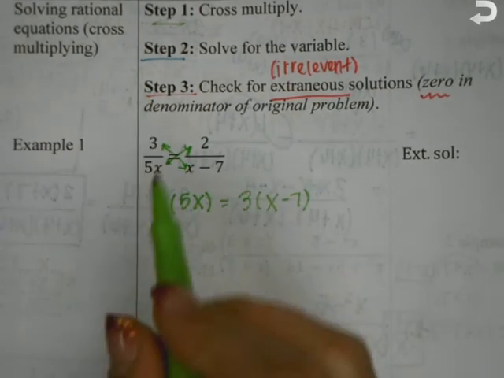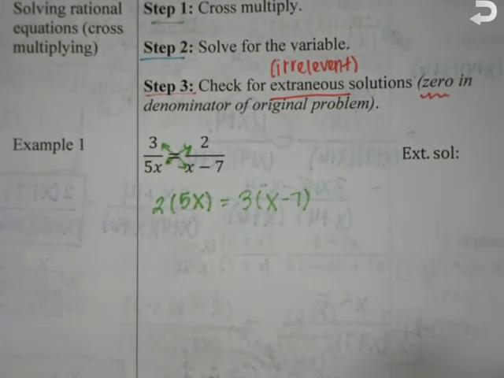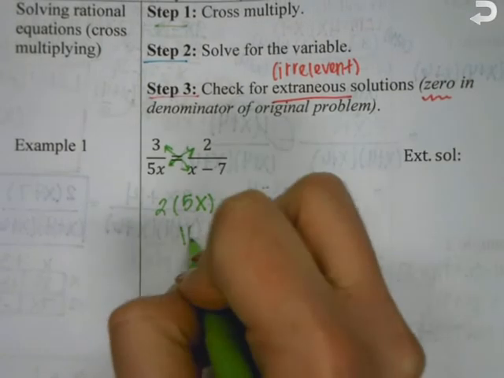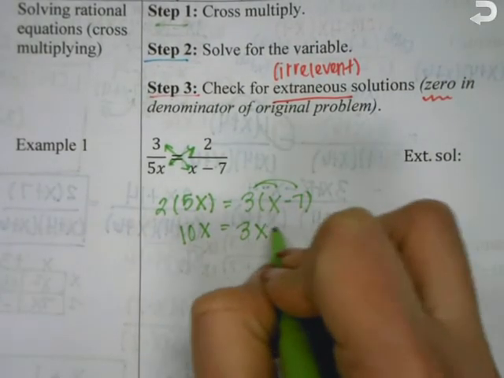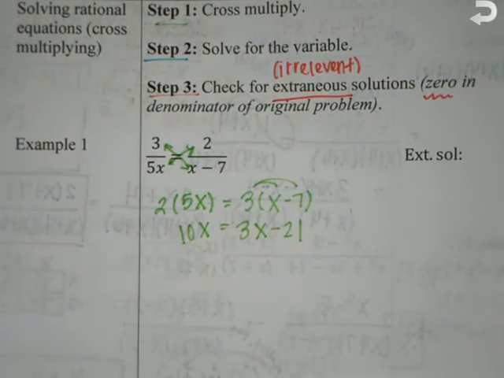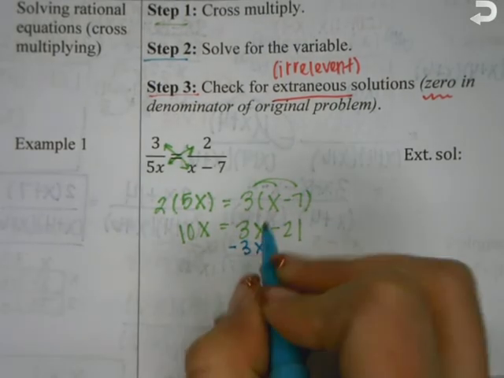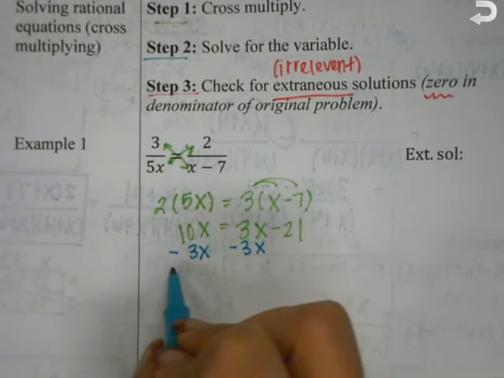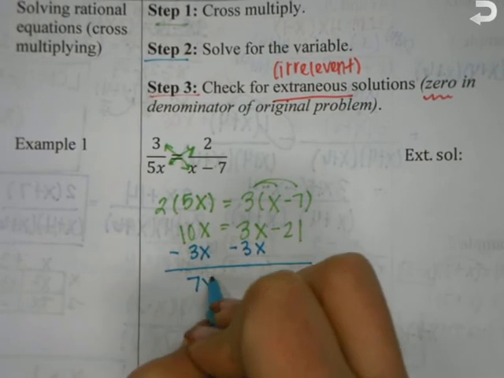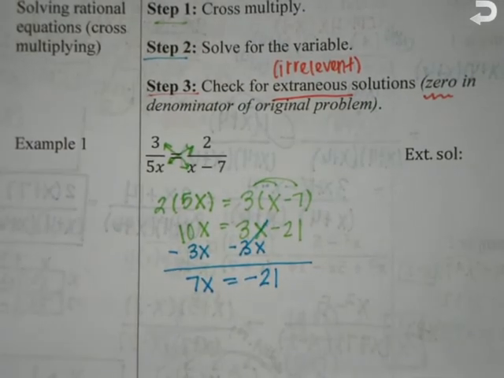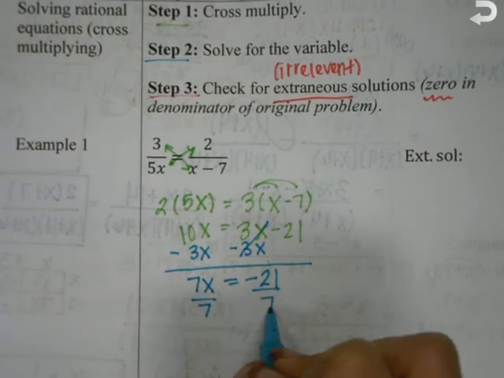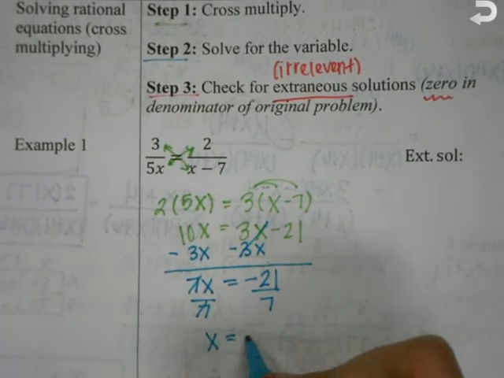And so the first thing we need to do here is use distributive property. So we have 10x equals 3x minus 21. And we want to solve for x here. So we're going to subtract 3x from both sides, which gives me 7x equals negative 21. Divide both sides by 7, and I get x equals negative 3.